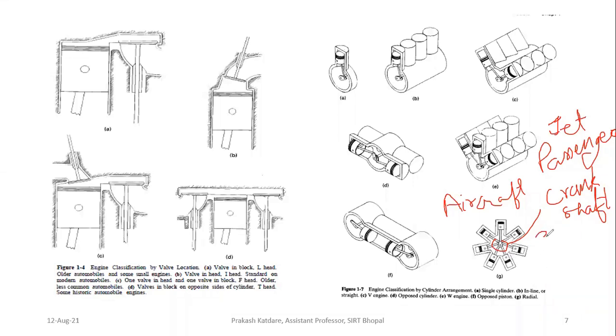The number of cylinders is kept odd. It is 3, 5, 7, or 9. These are the number of cylinders. The odd number of cylinders is kept by taking in view the balancing of the engine. In case of an odd number, it is very easy to balance, but if we change the number to an even number, then it will be somewhat difficult to balance.